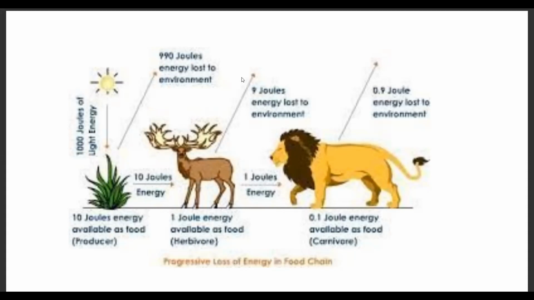During excretion, some amount of energy is removed from its body. So when this carnivore feeds on this herbivore, can it obtain that same 10 joules of energy? No. It obtains only 10% of the 10 joules, because 90% of the energy is lost to the environment.